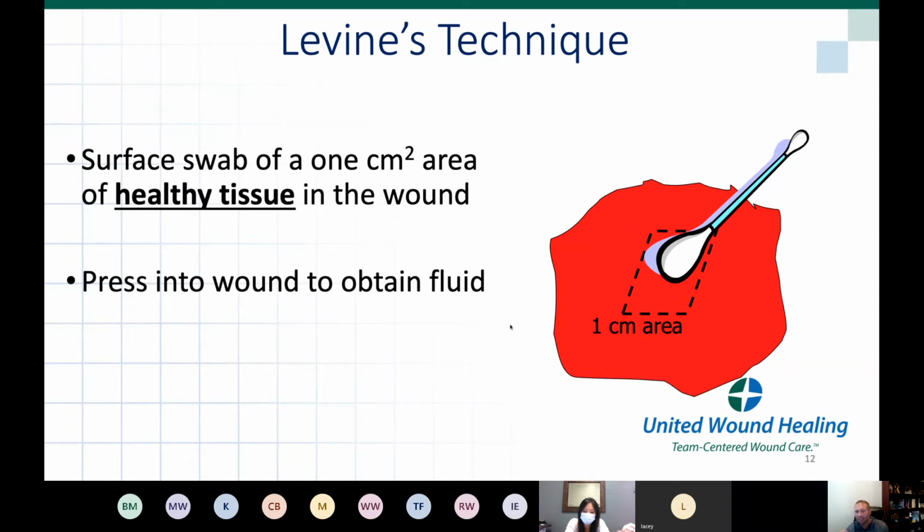The reason that the tip of the culture is cotton is because it's going to soak up fluid, because fluid is where the bacteria lives. So you're not trying to collect junk off of the wound with a culture, or pus. You're trying to collect the juice, for lack of better words, that comes out of the healthy cells where the bacteria has been involved. So we use a technique called Levine's technique where you press the swab into the healthy tissue and you turn it and you spin it in a 1 centimeter area.